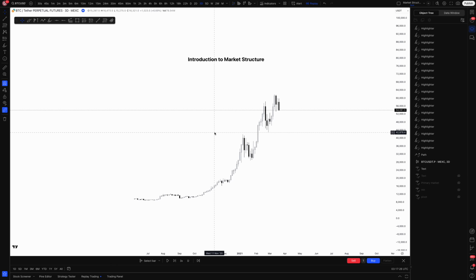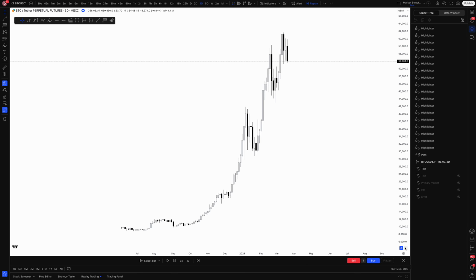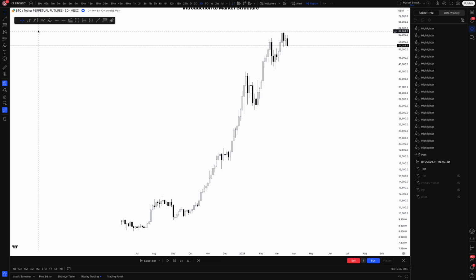As you can see here, we have Bitcoin on a 3-day chart. Let me make this a little bit bigger. When it comes to drawing out market structure, we'll start from the lowest point, which is here, to make it easy. And we're going to draw the first higher highs and higher low. Now, these are the pivot points that we spoke about in the other doodle.